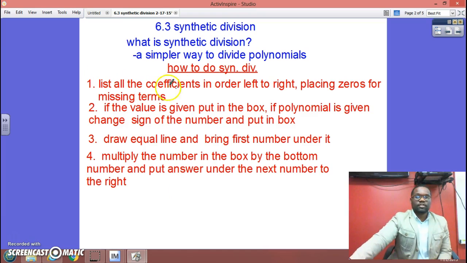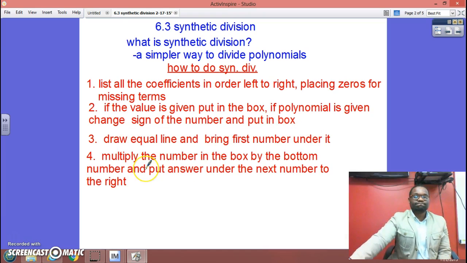It says list all the coefficients in order from left to right, placing zeros for missing terms. That means if I have x cubed and then x to the first power is next, I need to put a 0 in for the x squared. I don't have to write the x squared itself in synthetic division. If the value is given, put it in a box. If a polynomial is given, change the sign of the number and put it in a box. I'll show you that in a second.